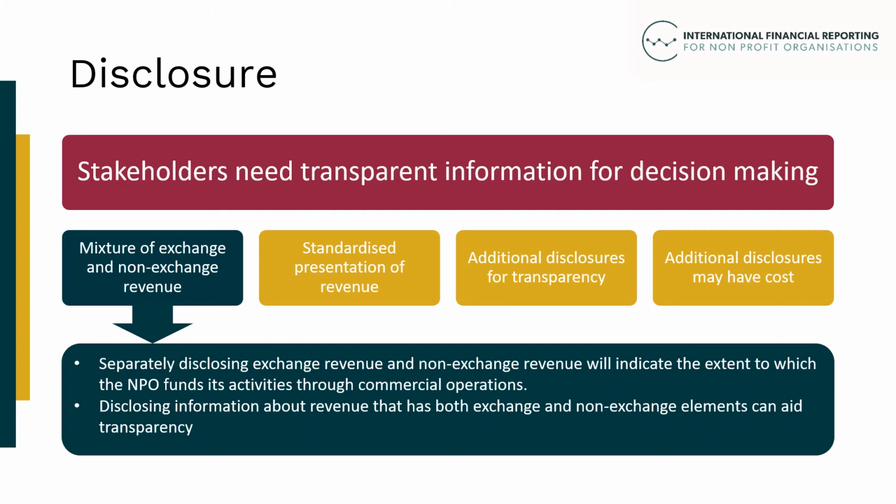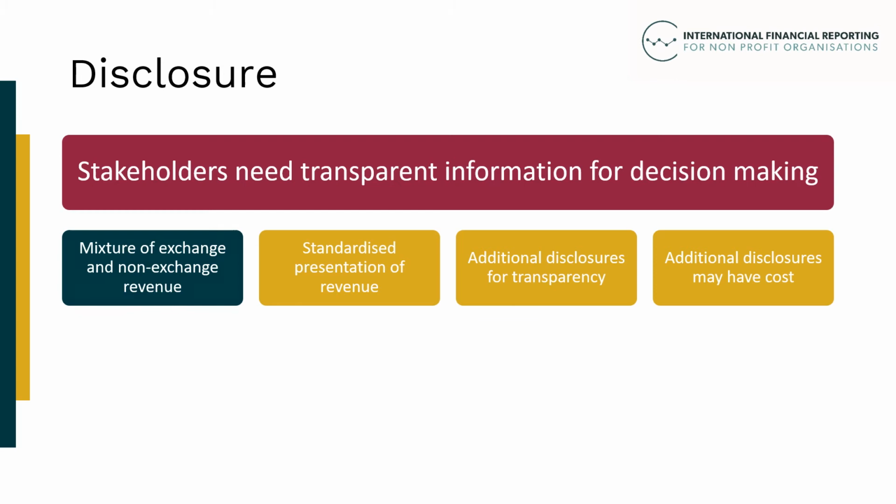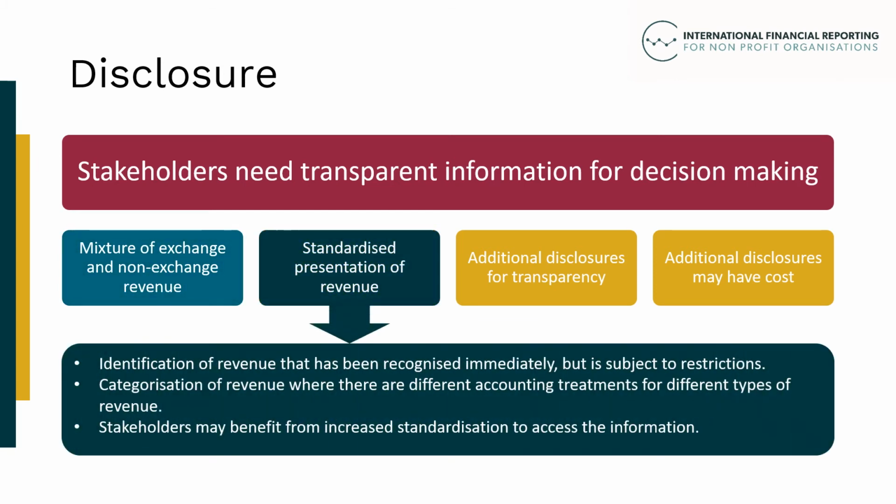In some cases, these may be easy to separate into revenue streams. In other cases, the distinction between exchange and non-exchange revenue may be less clear-cut. An example would be where a school charges for tuition, but this is supplemented by donations. Disclosing this can aid transparency. A standardized presentation of revenue can help provide transparency for stakeholders.